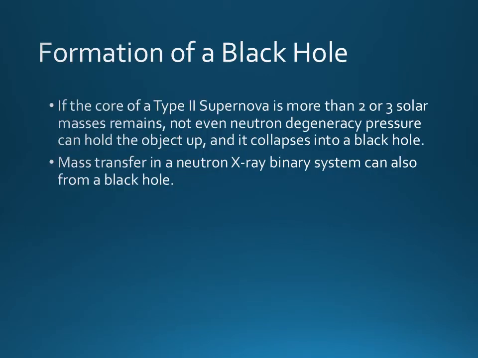A type II supernova explosion leaves behind a collapsed core that can become a neutron star, if the mass of the core is less than 2 or 3 solar masses. However, if the core is more than 2 or 3 solar masses, not even neutron degeneracy pressure can hold the object up, and it collapses into a black hole. Mass transfer in a neutron star X-ray binary system can also form a black hole.